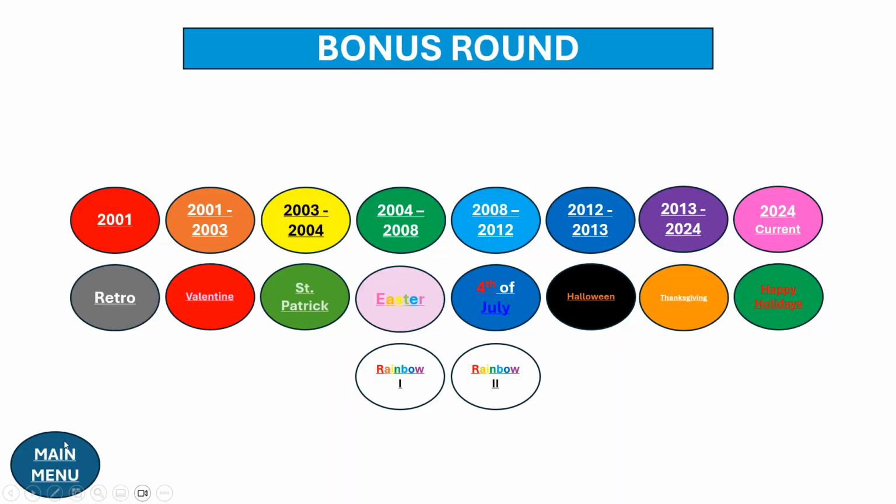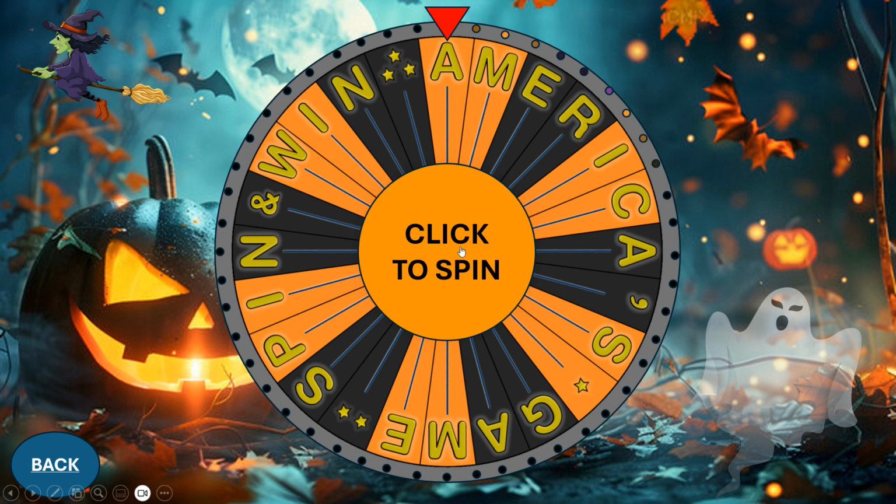$36,000. Now let's move on to Halloween. We have orange and black color wedges, and we have orange and purple blinking lights around the wheel.